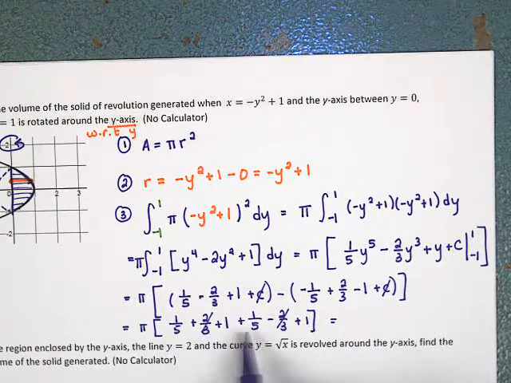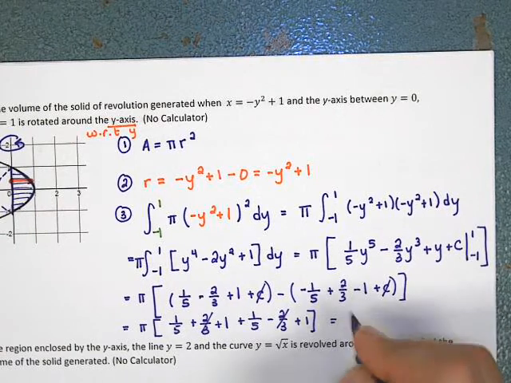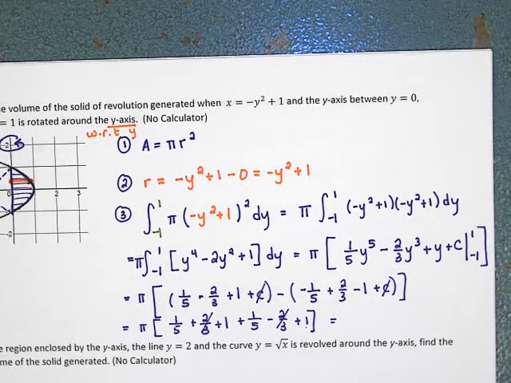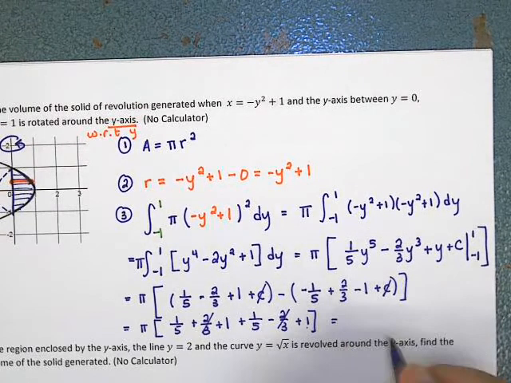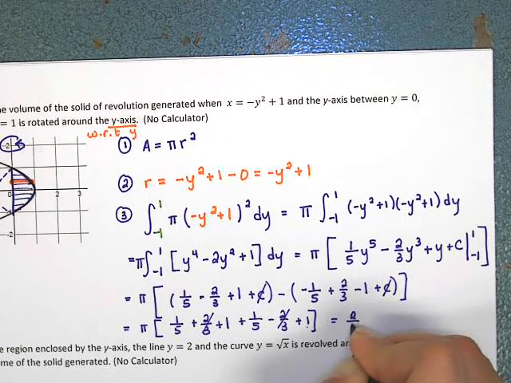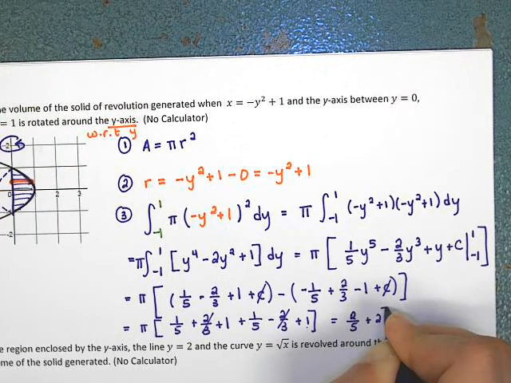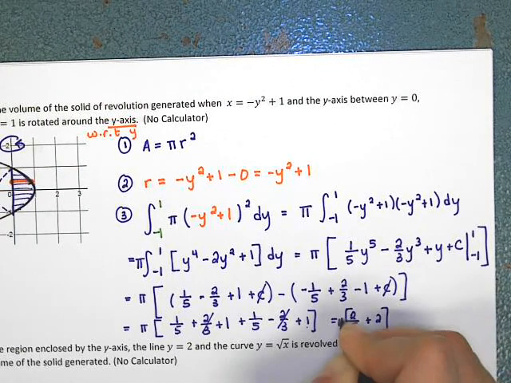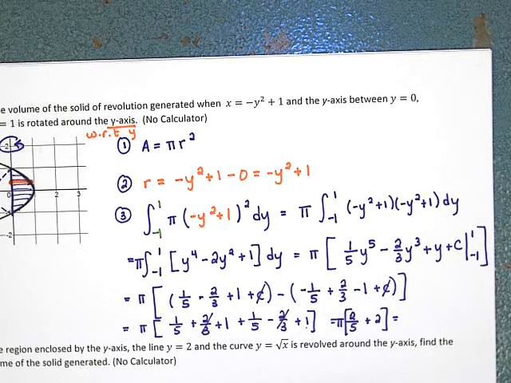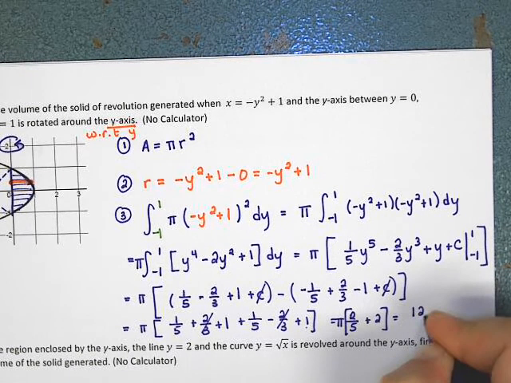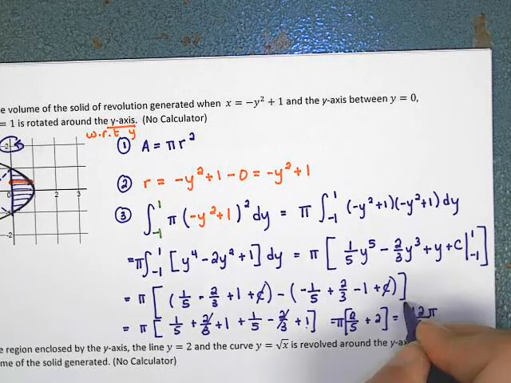So 1/5 plus 1/5 would be 2/5, plus 1 plus 1 is plus 2. So I would get 2/5 plus 2, all being multiplied by pi. Now 2 is really 10 over 5. So I would end up with 12/5 times pi as my final answer.